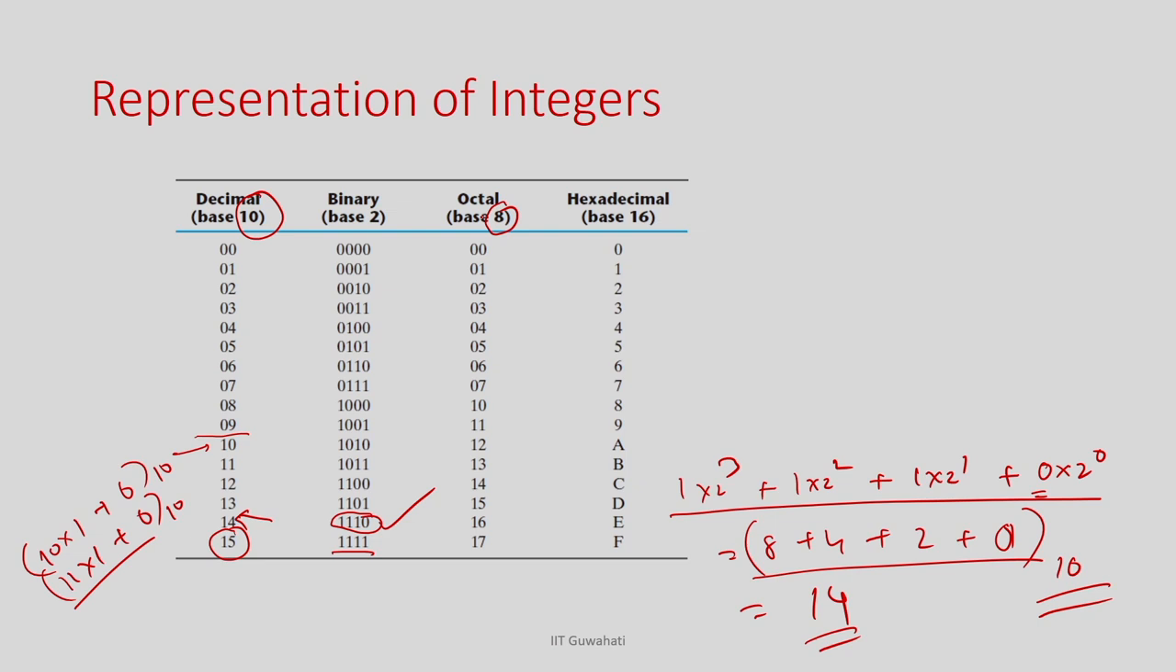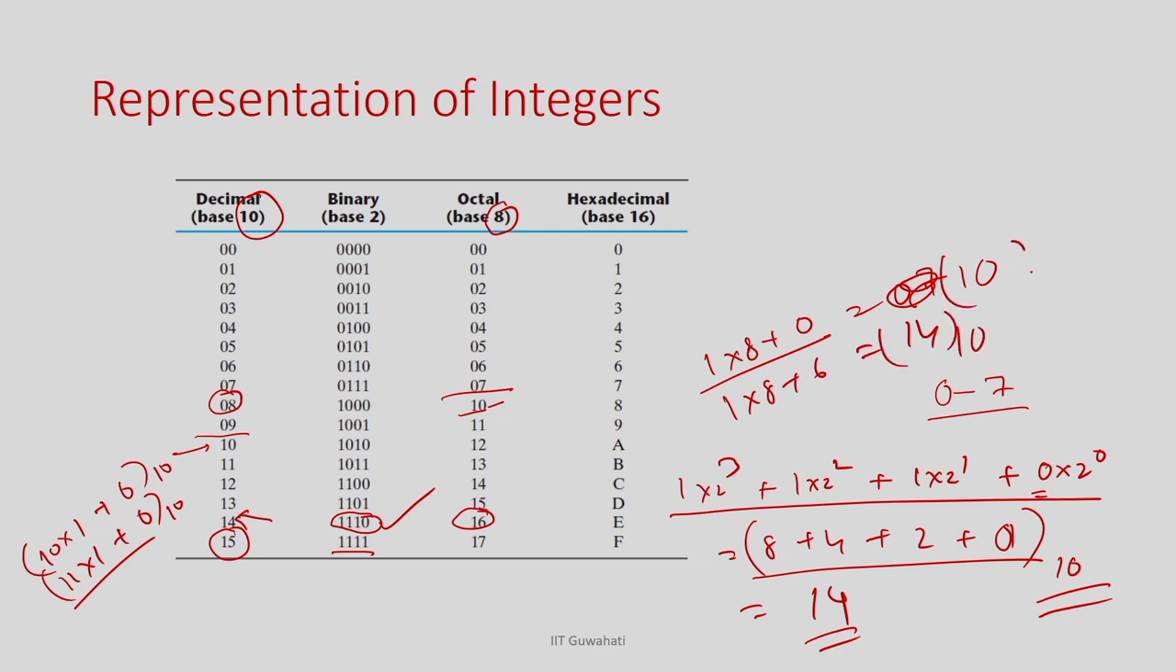Similarly, you have base 8, where the numbers are from 0 to 7. In this case, your value will go till 7, and then after that, whenever it is 10, it means 1 into 8 plus 0. So, this is effectively 10 in octal, but effectively the value is 8 in decimal. Similarly, if you take 16, although the value is octal, 16 means 1 into 8 plus 6, which is 14 in decimal, in base 10. So, although this is 16 in base 8, it is 14 in base 10.